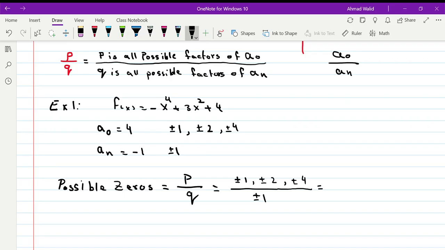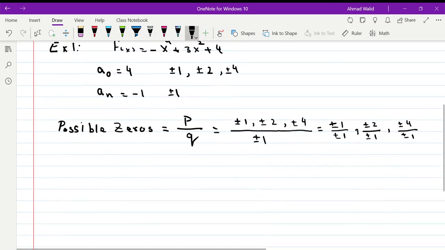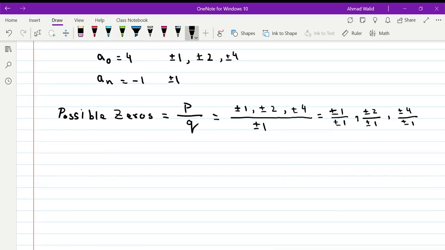It means if I write separately for you, plus minus 1 over plus minus 1 is one of the possible zeros. Plus minus 2 over plus minus 1 is another possible zero. And also plus minus 4 over plus minus 1. And if you divide, correct, any number divided by 1 gives you back the number. Then you can say my possible zeros for this function are plus minus 1, plus minus 2, and plus minus what? 4.